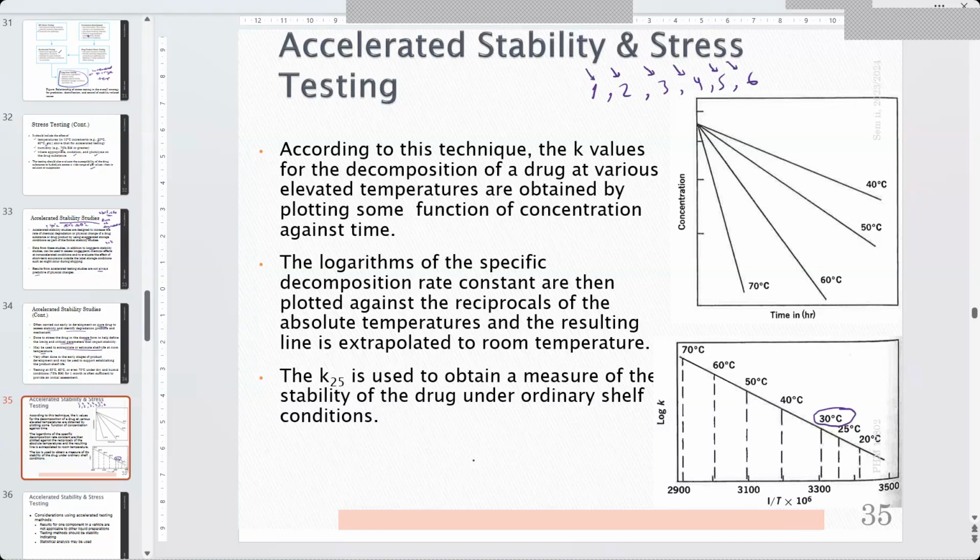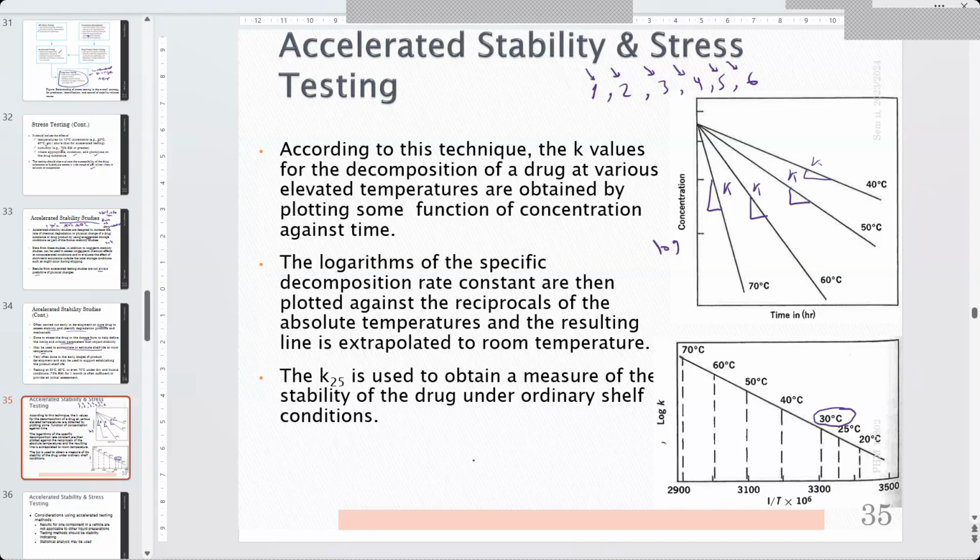So if I plot log concentration versus time, then I get different curves and then I get different slopes, right? So higher slope means higher degradation rate, and small slope means slower degradation rate. I get K at 70 degrees, K at 60 degrees, K at 50 and K at 40 degrees. Then I plot log K versus 1 over T, the one we explained previously about the Arrhenius equation. Then you extend the line.